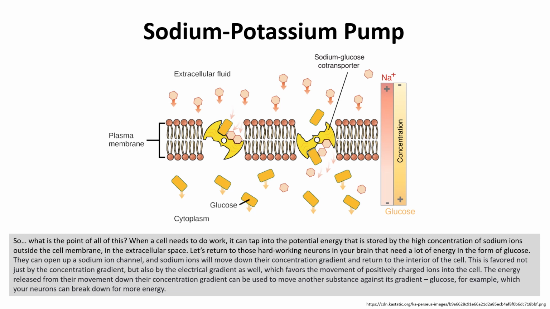This is favored not just by the concentration gradient, but also by the electrical gradient as well, which favors the movement of positively charged ions into the cell. The energy released from their movement down their concentration gradient can be used to move another substance against its gradient, glucose, for example, which your neurons can break down for more energy.